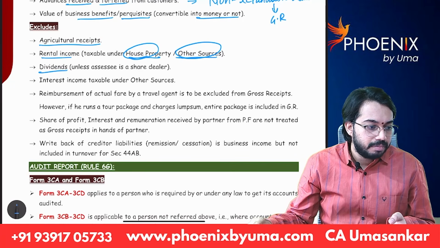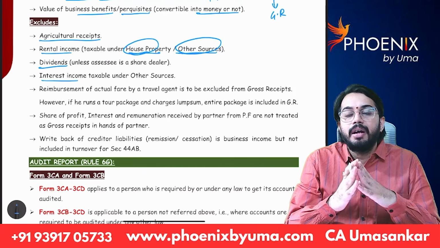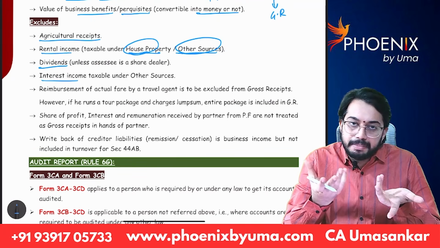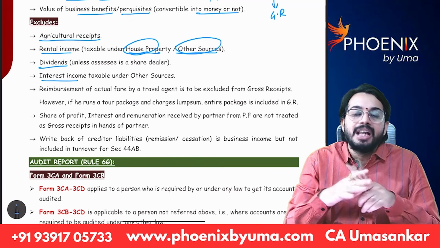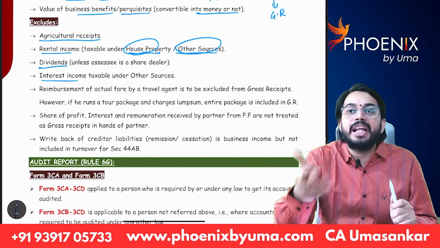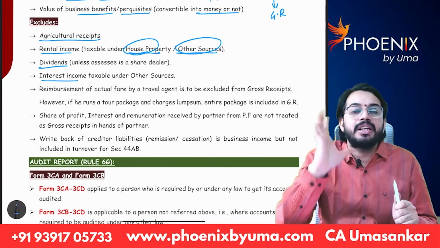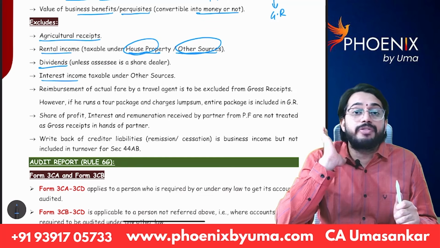Next, interest income. See, my main business is money lending business. I am into finance business. I will give loans. I will take interest. If my main business is money lending business, interest income is taxable under PGBP. That interest income will be considered in calculation of gross receipts.